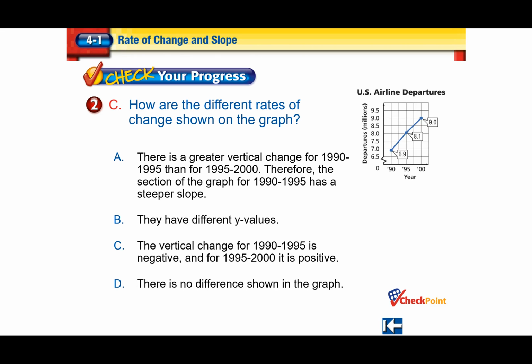Number 3. How are the rates of change shown in the graph? Well, again, you're just looking at here. They're going up and then going up. So the vertical change for 95, there's different y values. There's no difference shown. There really isn't any difference shown in the graph, but maybe a tiny bit, but not much. Technically, I guess they want A. You'd have to really zoom in on this to see it. This is slightly more up and that's slightly more down.